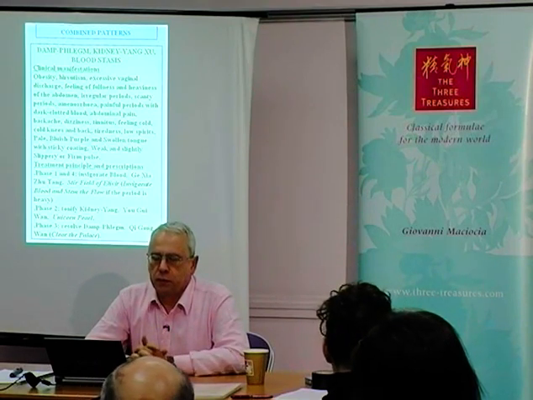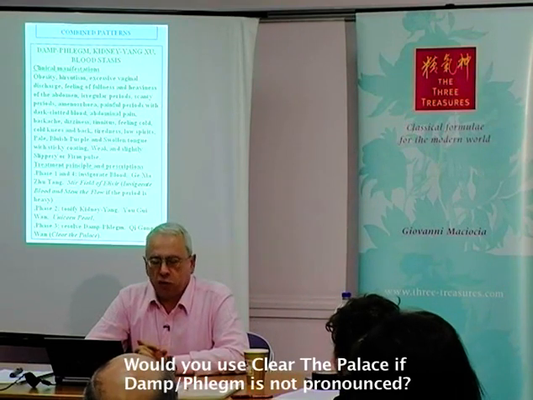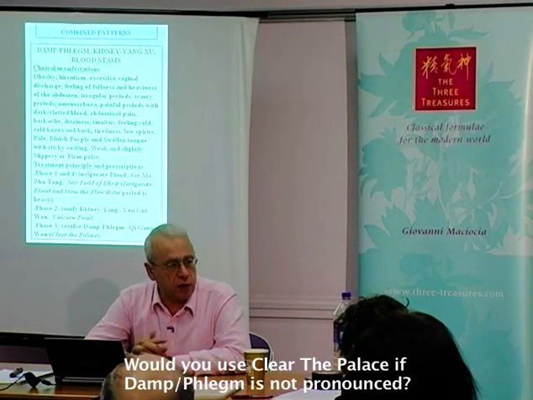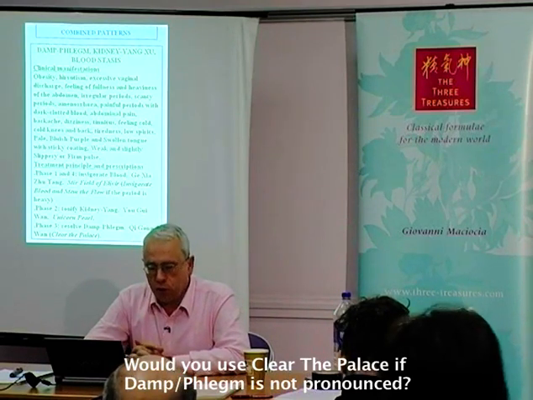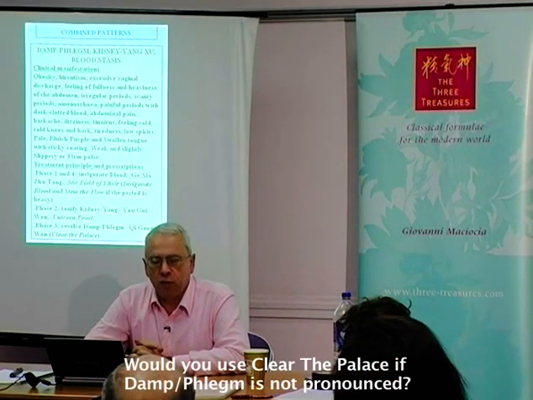Would you not clear the palace if phlegm is not pronounced? If it's not pronounced, if you're sure it's not there, in phase 3, tonify the kidneys. Right. Like your patient, you could use in phases 2 and 3, tonify the kidneys. And 1 and 4, invigorate blood.